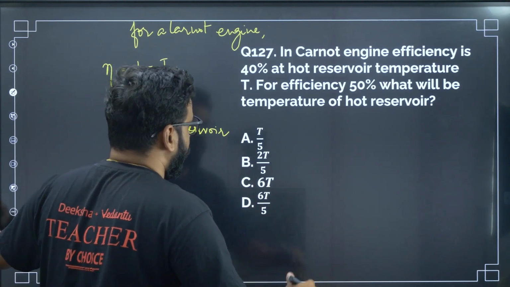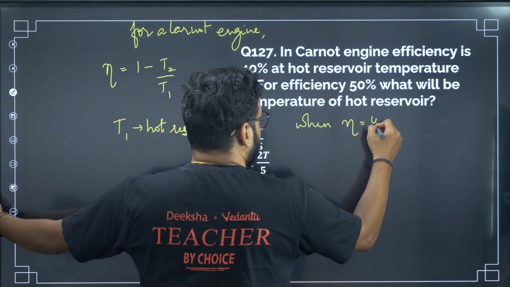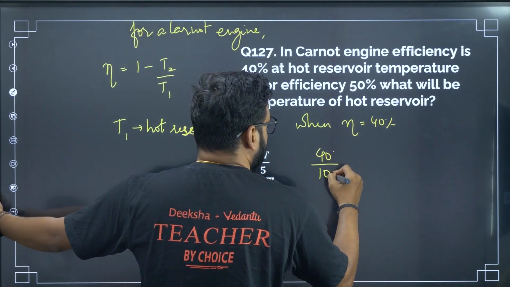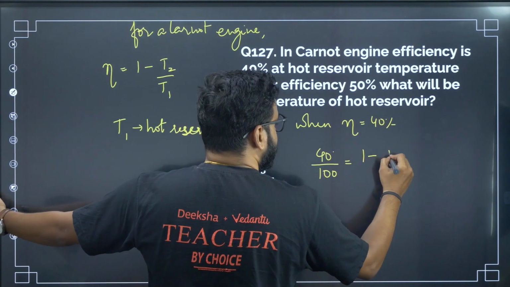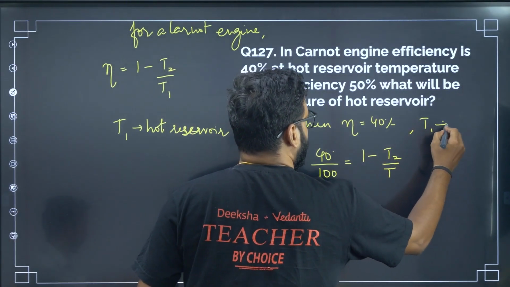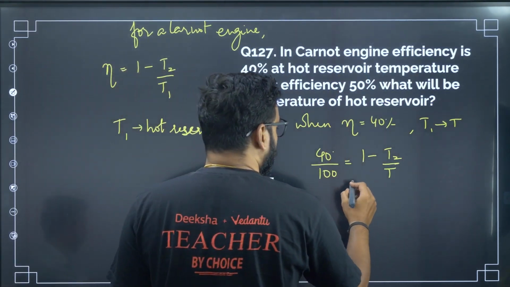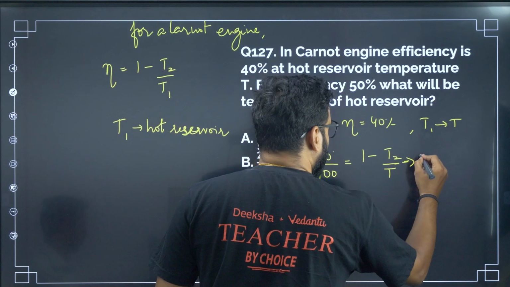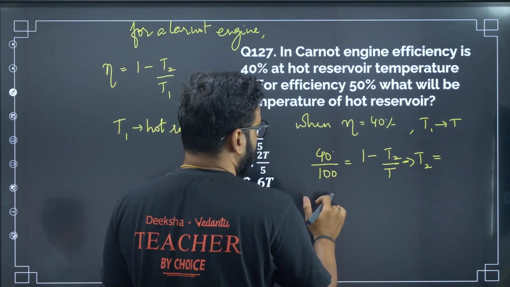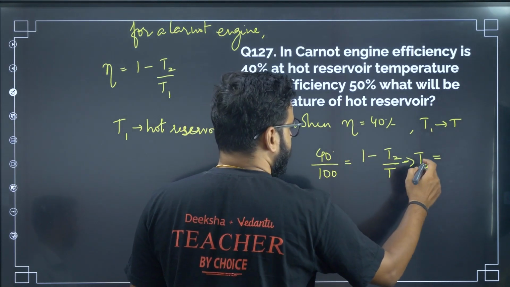So for 40%, when eta is equal to 40%, you can write the equation as 40 by 100 is equal to 1 minus T2 divided by T, because T1 is equal to T, the hot reservoir. So let's find what T2 is. 4 by 10 is 2 by 5, and you bring it to this side, 1 minus 2 by 5 is 3 by 5.